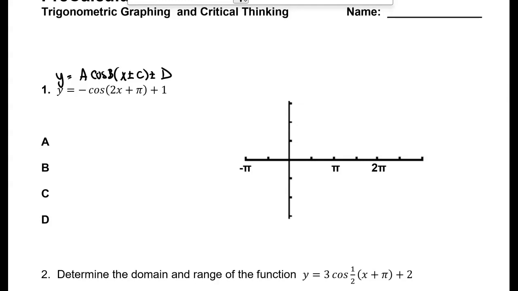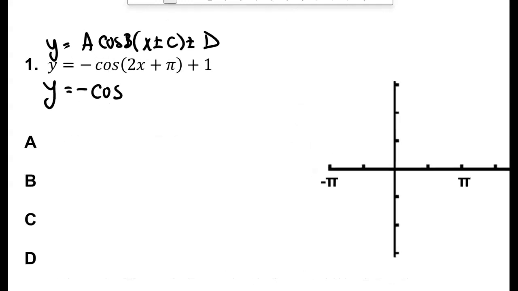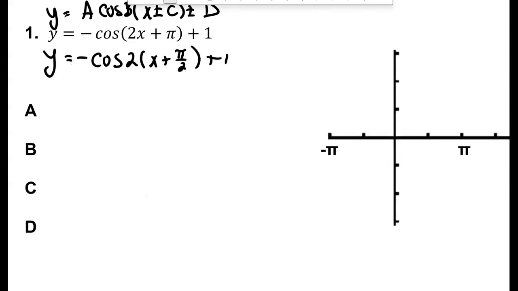So when you're looking at it, you rewrite it, you go negative cosine, and what do I factor out of that quantity, 2x plus 5? A 2, which leaves what, my friends? X plus pi over 2. All right, plus 1. Now, shouldn't we be able to pull out all of our information and give a good verbal description for it? Yeah.